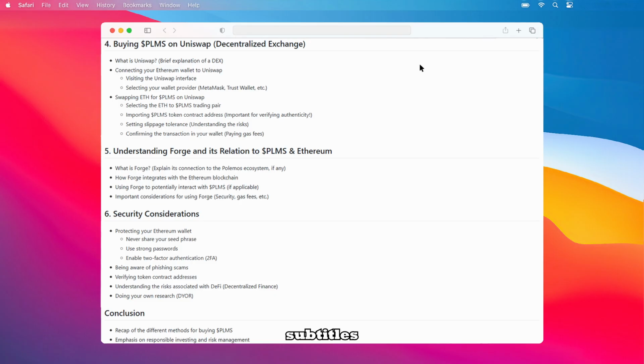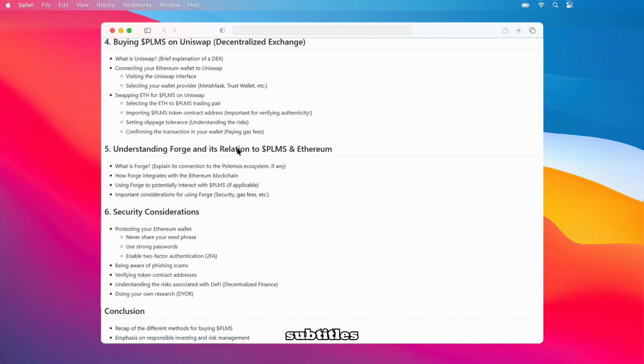This is an important step for verifying authenticity. Set your slippage tolerance, understanding the risks involved, and confirm the transaction in your wallet, remembering that this will require paying gas fees. Let's discuss Forge and its relation to $PLMS and Ethereum.